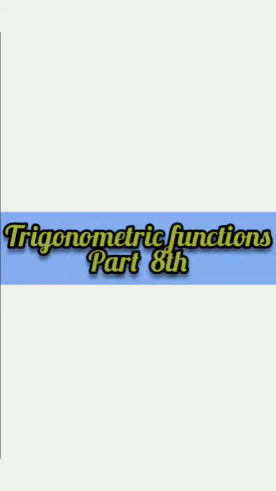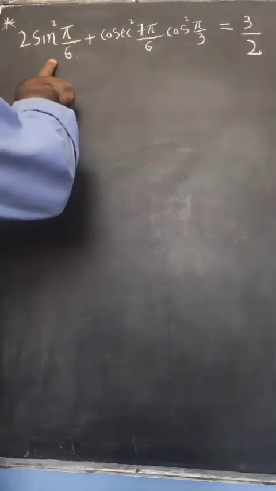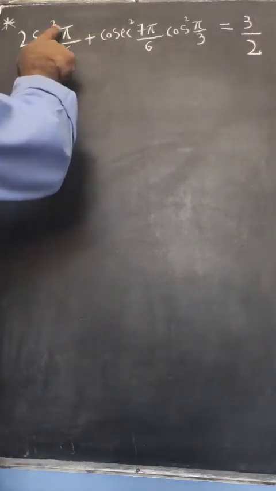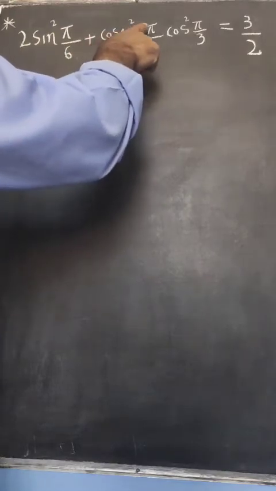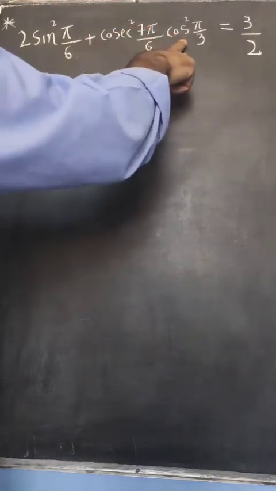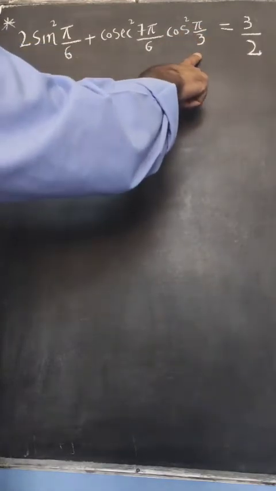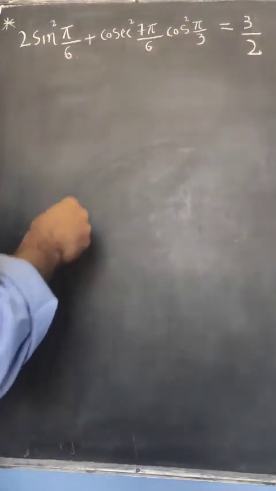Today we will do some questions from exercise 3.3 of your textbook. And our first question is, in this question we have to prove 2 sine square pi by 6 plus cosecant square 7 pi by 6 into cosine square pi by 3 is equal to 3 by 2.